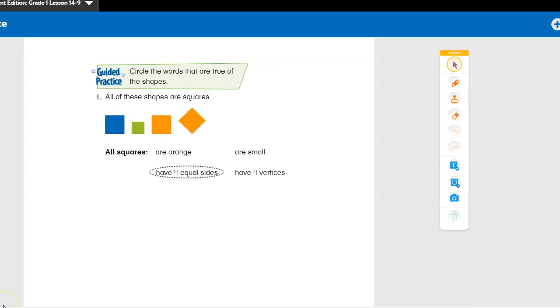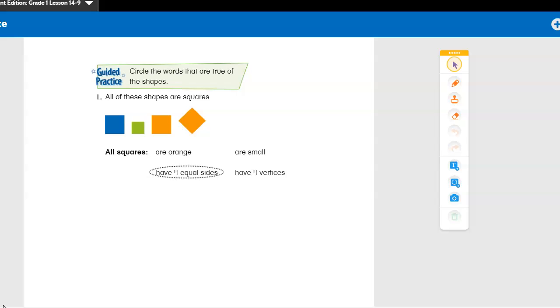On the same workbook page, so still page 590, it now wants us to complete the guided practice together. The guided practice says circle the words that are true of the shapes. So let's look at all of our shapes. Number 1 says all of the shapes are squares.